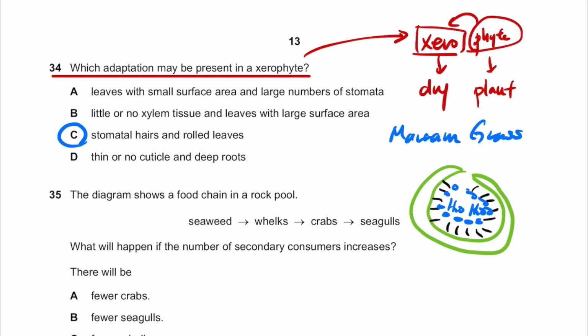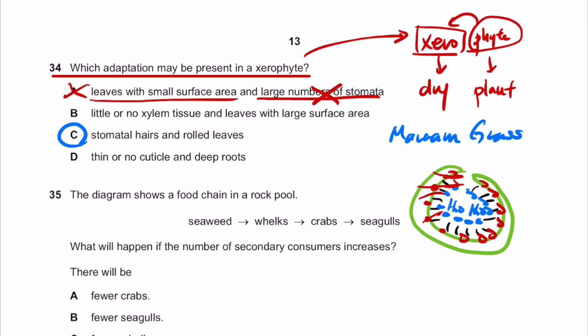Let's have a look at A. Leaves with small surface area. Okay, yeah, that can be an adaptation as well. But large numbers of stomata, no. If there are a lot of stomata, then it means there are more pores that the water vapors can escape. So if there are many stomata present in the leaves, then more water molecules will go out and the plants will lose more water. So A is not the answer.